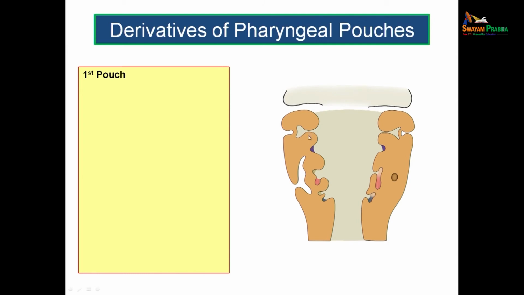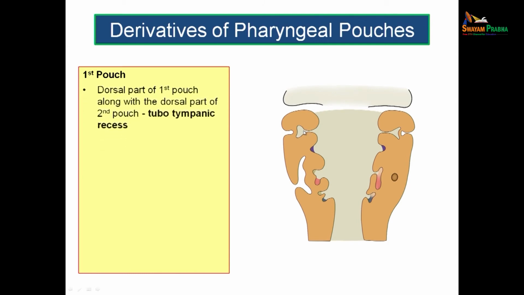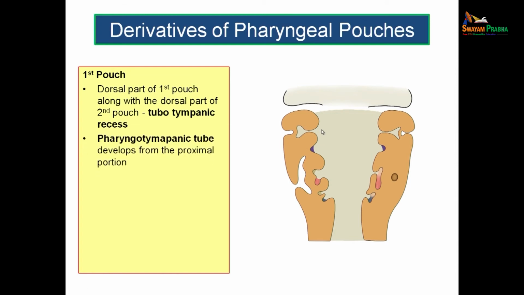So this is known as the first pharyngeal pouch. The dorsal portion of this first pharyngeal pouch is fusing with the dorsal portion of the second pouch to form a recess. This recess is known as the tubotympanic recess. So what are the derivatives of this tubotympanic recess? The pharyngotympanic tube is the portion derived from the proximal portion of the tubotympanic recess.